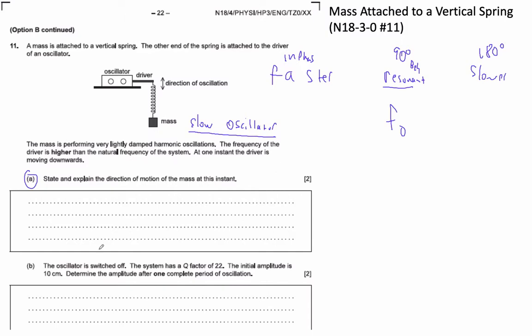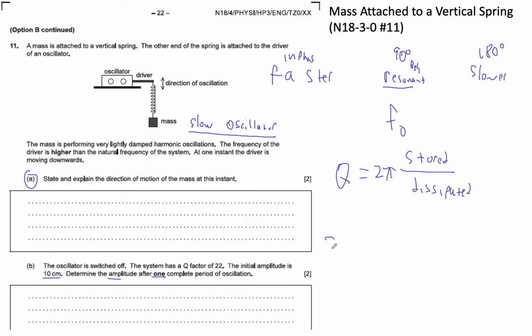Okay. And then the second thing says the oscillator is switched off. The system has a Q factor of 22. The initial amplitude is 10 centimeters. Determine the amplitude after one complete period, right? So this is that same thing, right? We're going to say Q is 2 pi times energy stored over energy dissipated, right?